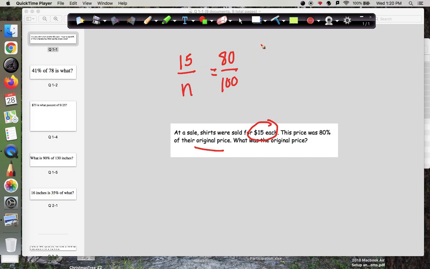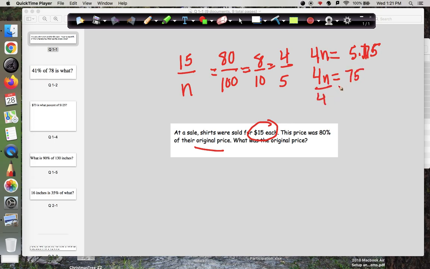I'm going to do cross products, but before I do that, I'm going to simplify that to 8/10, and then simplify that to 4/5. Simplified always makes things simpler, easier. So 4 times n is equal to 5 times 75. I'm sorry, 5 times 15. Already getting the answer in there. And we do that sometimes, just kind of mind racing. 4n is equal to 75. Divide by 4. And n.